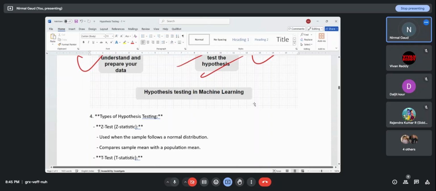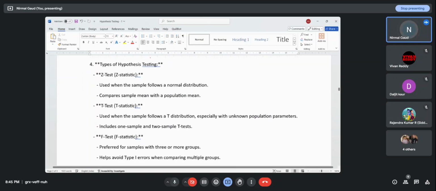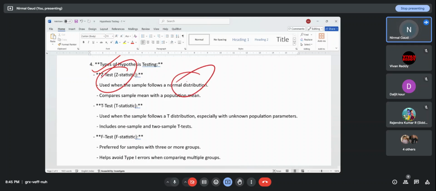All right, so there are different types of hypothesis testing. For example, z statistic, when the sample is normally distributed. Okay, we use the z statistic. It compares the sample mean with the population mean. So sample mean and population mean comparison, this is what happens in the z statistic.